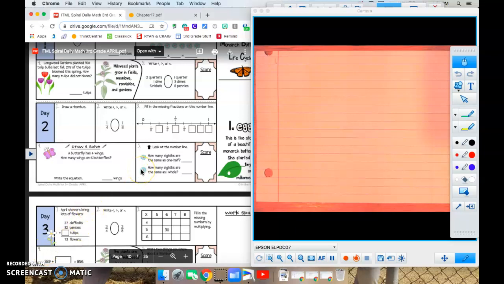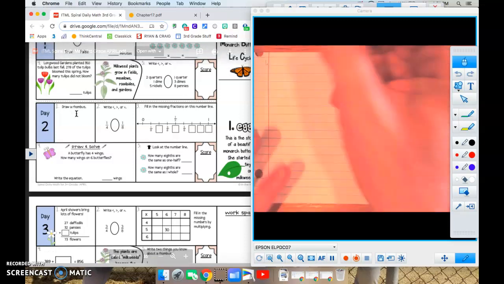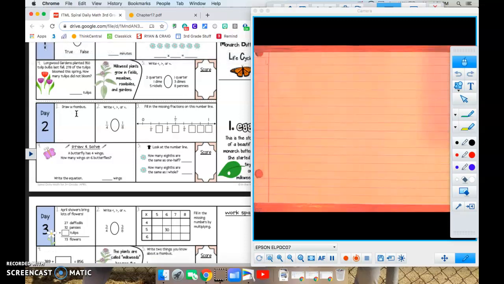Okay, boys and girls, we are on day 2 of our April daily math. Let's look at number 1 right here. It says draw a rhombus, okay? So a rhombus, a lot of times people call that the diamond, all right?